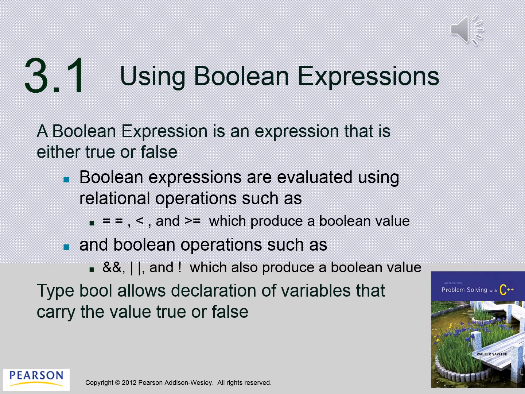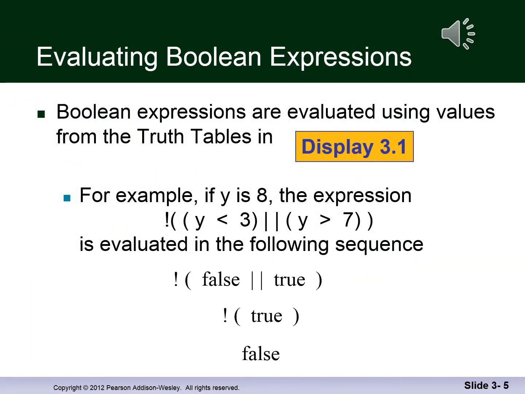A Boolean expression is an expression that is evaluated to either true or false. And they're evaluated using relational operators such as equivalency, less than, greater than or equal to, which produces a Boolean value. And Boolean values can be combined using and, or, and not, which also produce a Boolean value. A type bool, which is a data type, allows declarations of variables that carry the value true or false. Boolean expressions are evaluated using values from the truth table, which we'll show you in a minute in display 3.1.